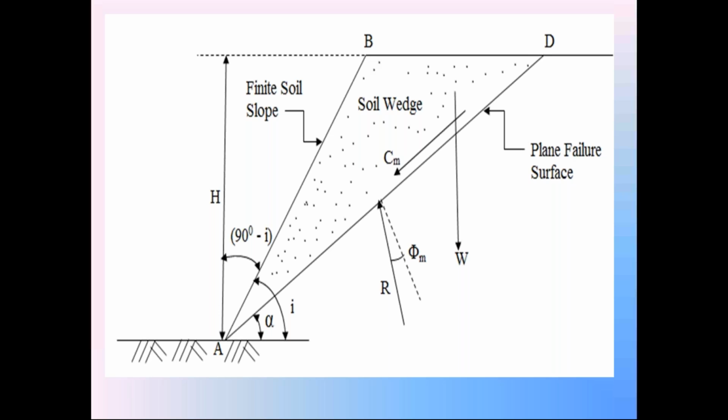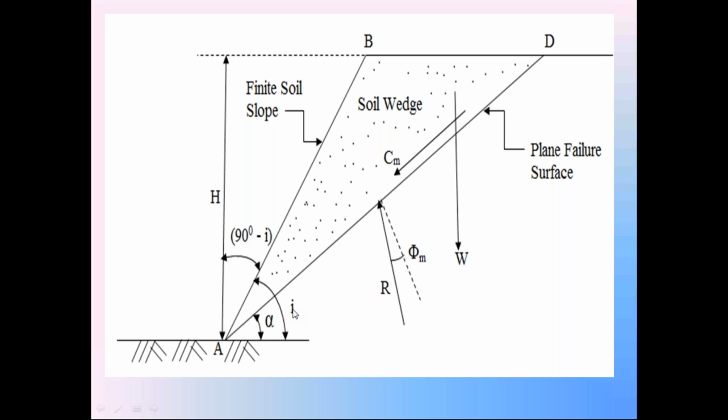1 centimeter is equal to some 10 meters or 20 meters scale. First, prepare this plan of the embankment or the canal or the earth dam on the graph sheet. This plan has this side slope AB. This side slope AB is a finite side slope. Let this finite side slope AB make the angle i with the horizontal.